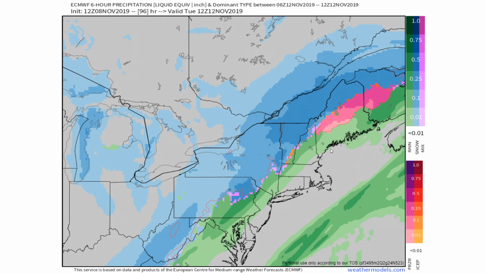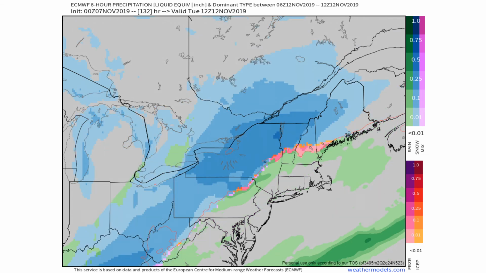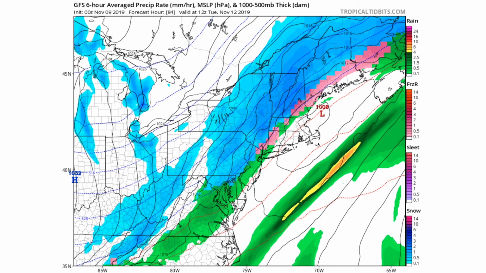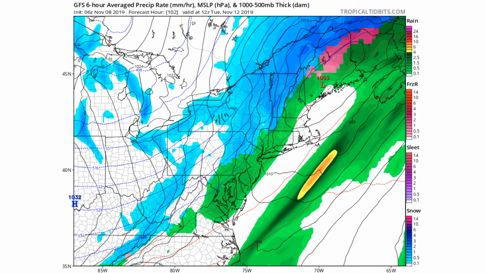So this is what the European model was showing. This is the last model run, the model run before that, and the model run before that, and then the model run before that. Now here's the GFS model. Here's this current model run at Tuesday morning. Now here's the model run before that, the model run before that, the one before this, the one before that, and you see the GFS model.